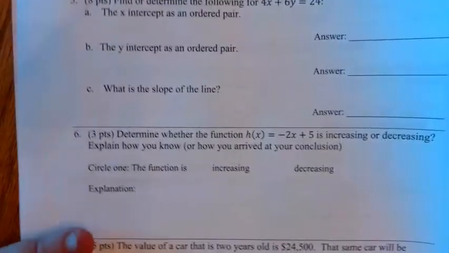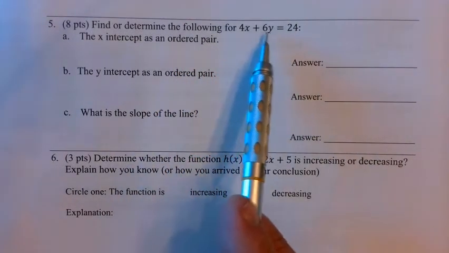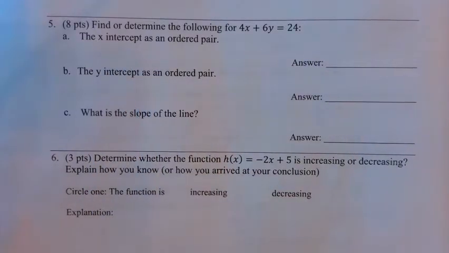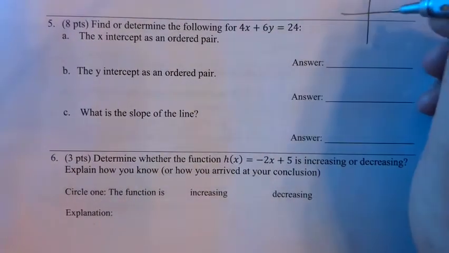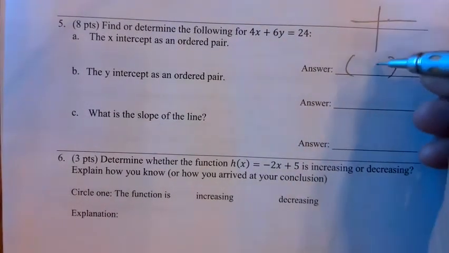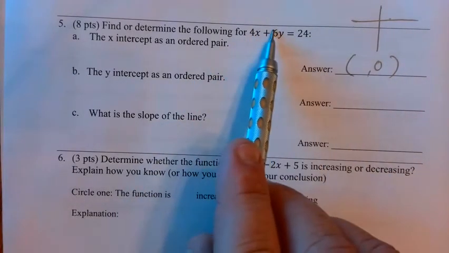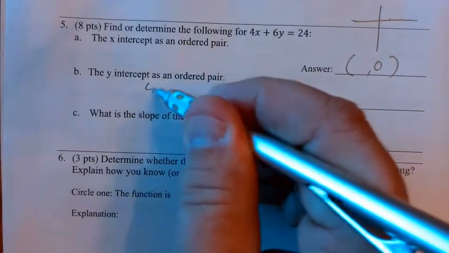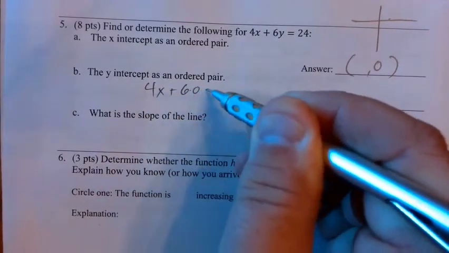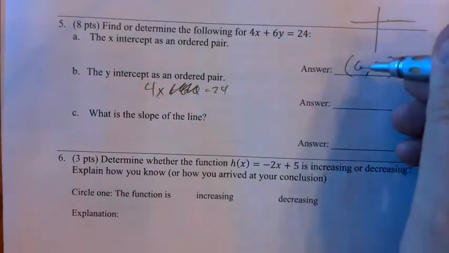Okay, moving on. Determine the following for this line. The x-intercept. Let me think. X-intercepts are like these points. Oh, so these are going to be the points where the y value is 0. So if I put a y equal to 0 there, that's essentially gone. I get 4x plus 6 times 0 equals 24, but really that's nothing there. Divide by 4, and I get 6.